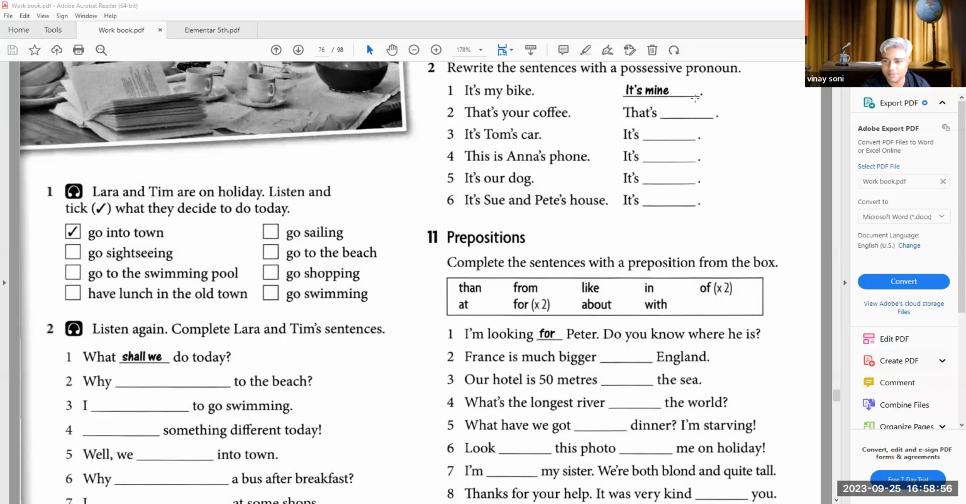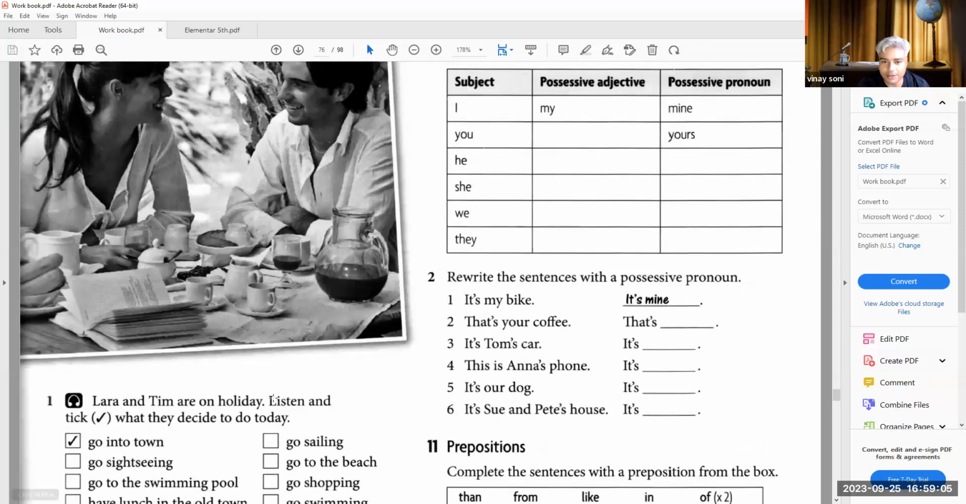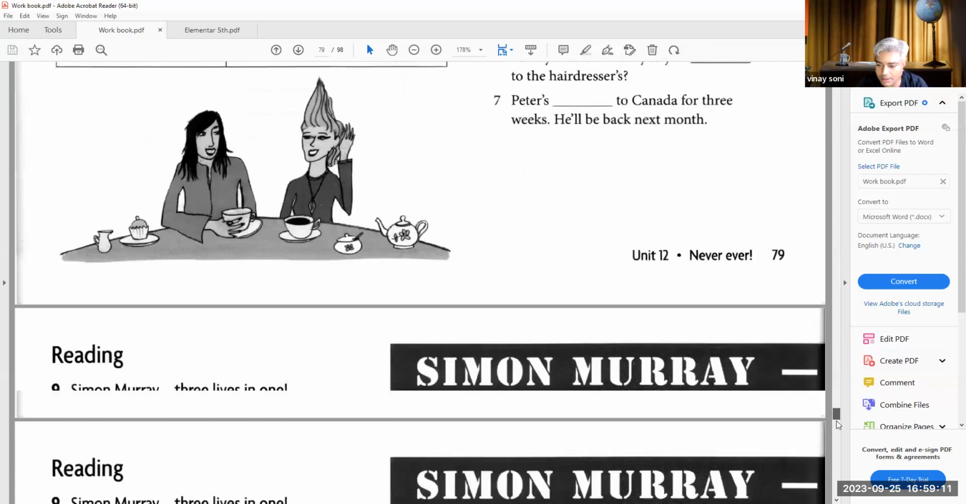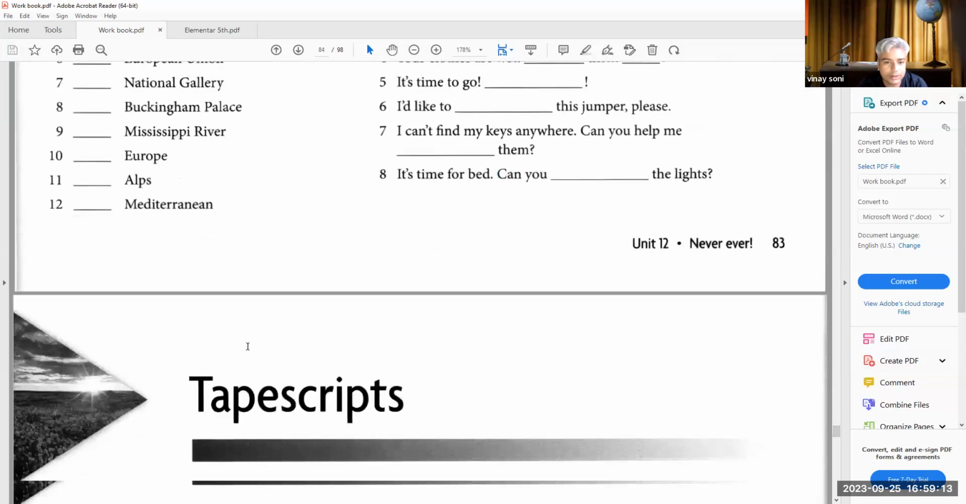Do you have the audio script ready, guys? Perhaps you don't have the audio script. Okay, take a look at this. Maybe I should share the audio script with you.